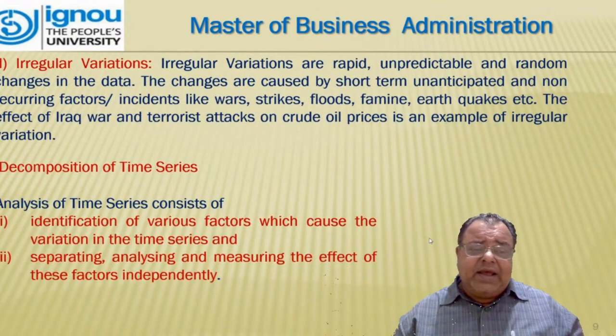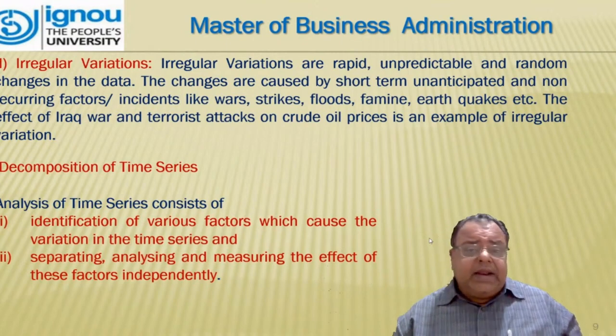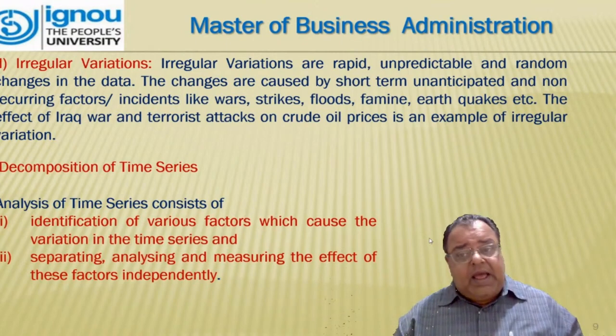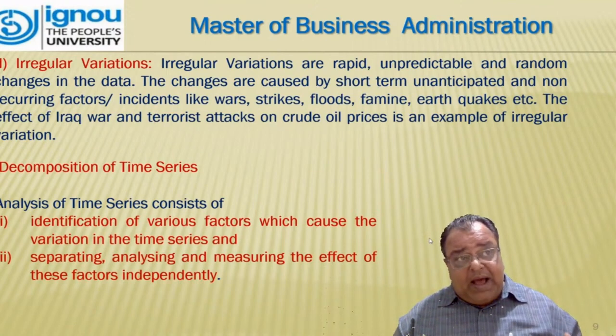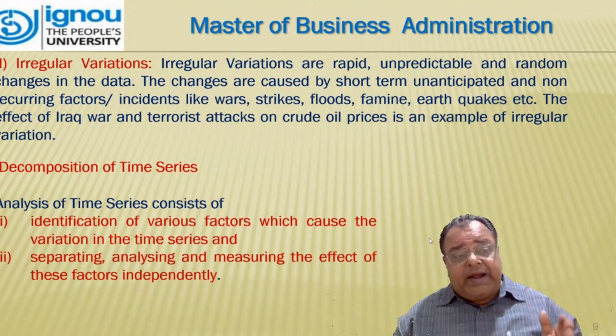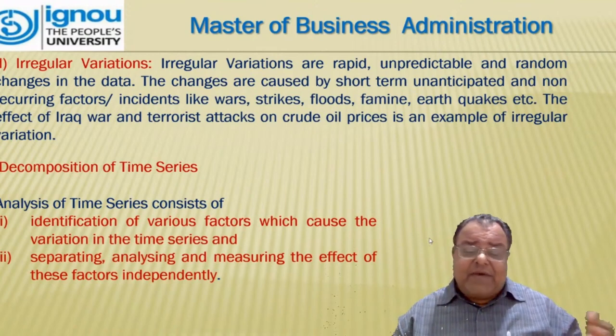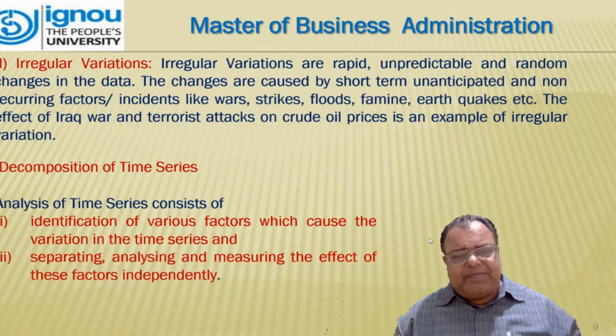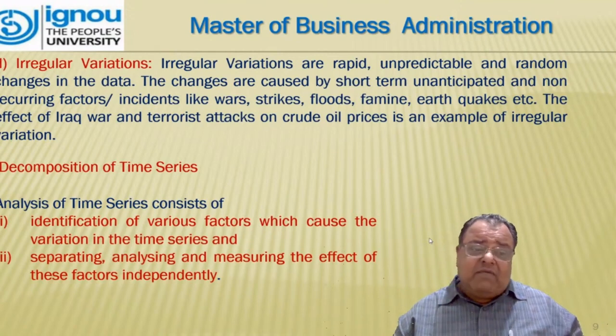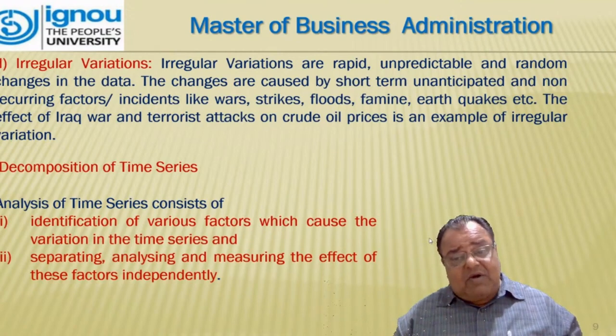Fourth one is irregular variations. Irregular variations are rapid, unpredictable, and random changes in the data. The changes are caused by short-term, unanticipated, and non-recurring factors or incidents like wars, strikes, floods, famine, earthquakes, etc. The effect of the Iraq war and terrorist attacks on crude oil prices is an example of irregular variations.